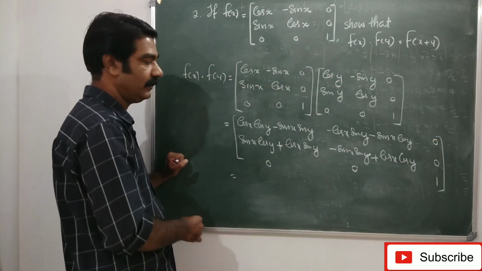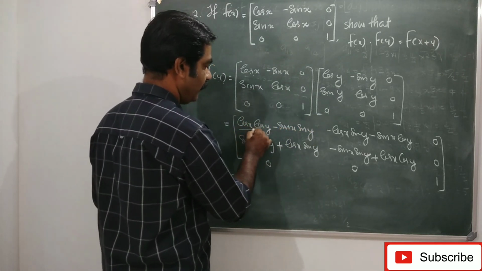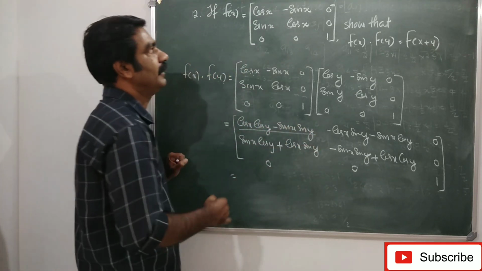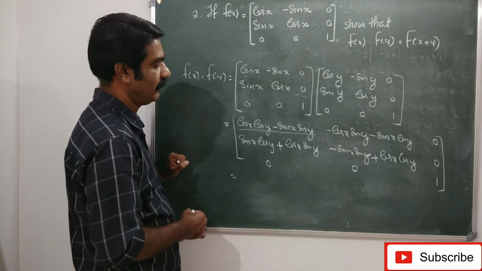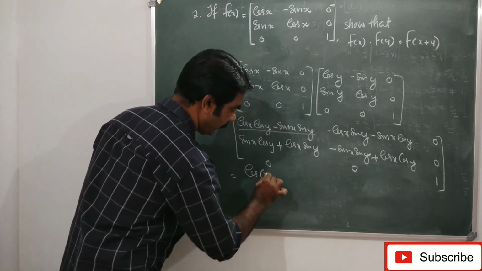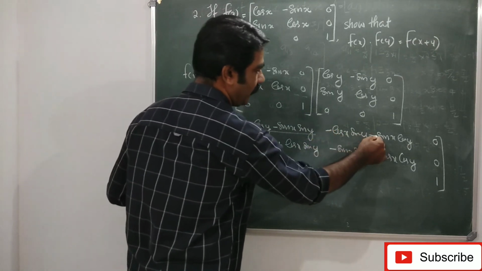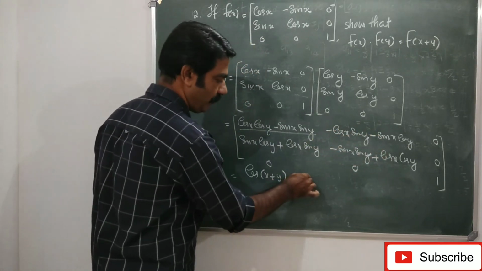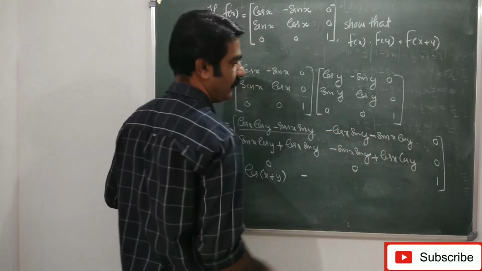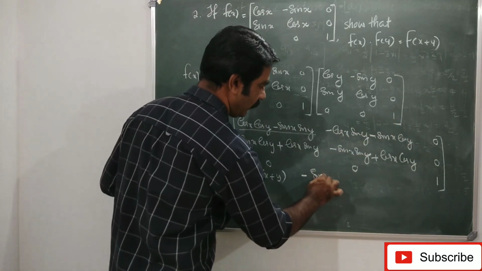That's equal to, see, cos x cos y minus sin x sin y. Last year we learned in trigonometry that cos x cos y minus sin x sin y is cos of x plus y. Now here a minus sign is there, and here also a minus sign, so we can take the minus out as a common term. It becomes cos x sin y plus sin x cos y. That's equal to sin of x plus y.